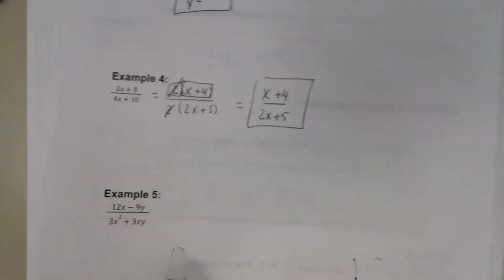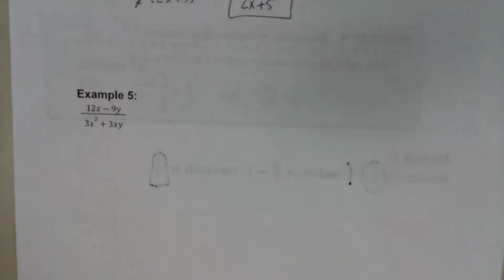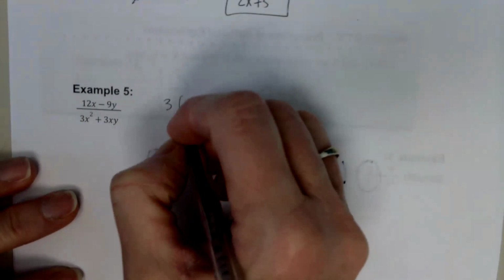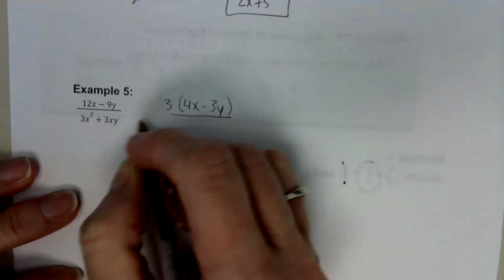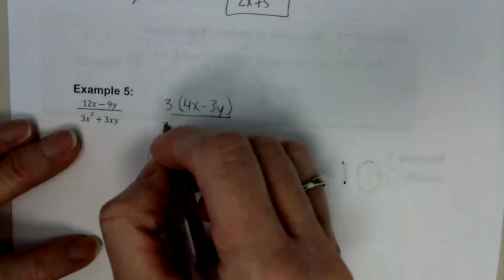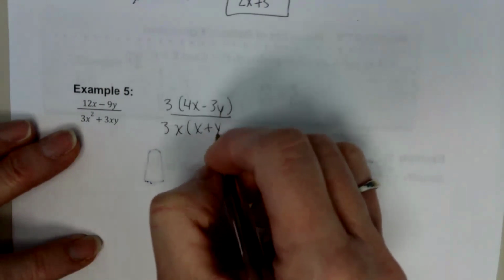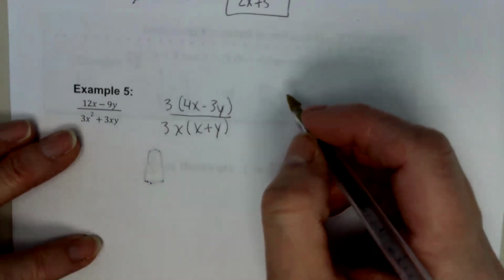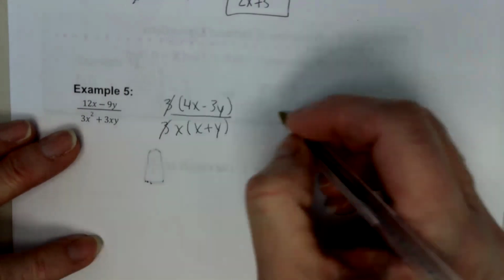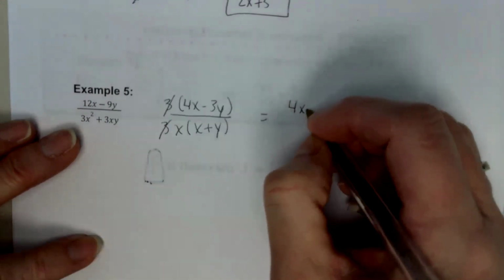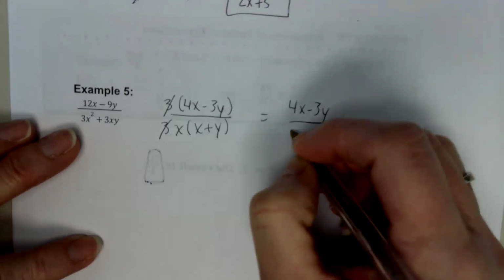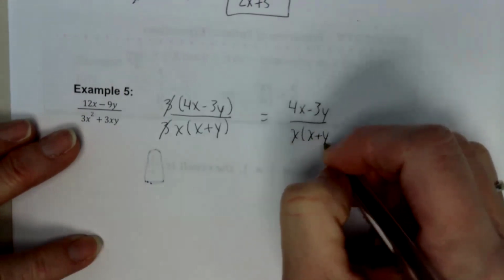Let's look at example 5. Again, we want to factor something out front if we can. So I can factor out a 3, and I have 4x minus 3y. And then I can factor out a 3x, and then I have x plus y. So it looks like 3 is the only thing that is in common. So we have 4x minus 3y over x times x plus y.